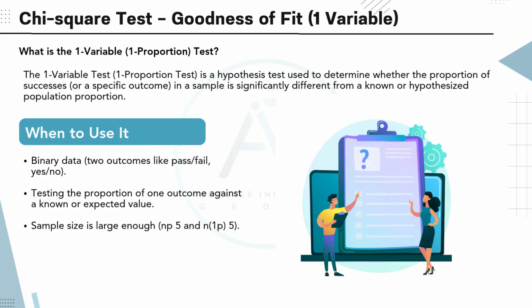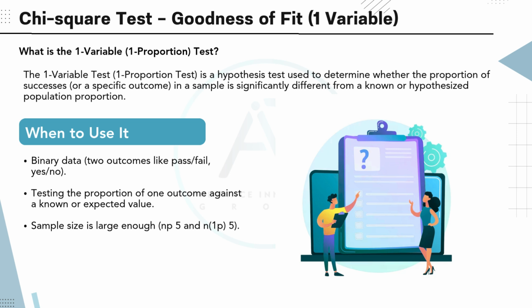Now let's take a closer look at a special type of chi-square application, the one-proportion test, also known as the one-variable chi-square test. This test is used to determine whether the observed proportion of a specific outcome in a sample is significantly different from a known or expected value. For example, let's say we expect 80% of customer complaints to be resolved within 24 hours, and we want to test if our current performance actually matches that expectation.